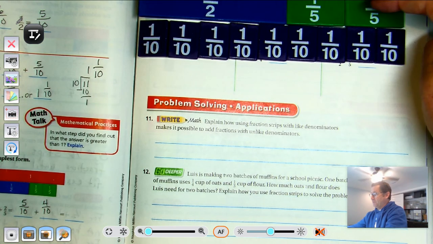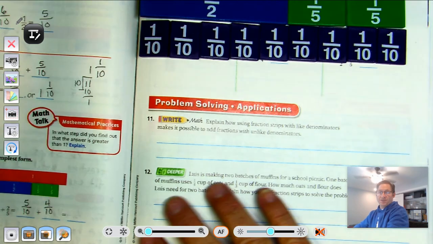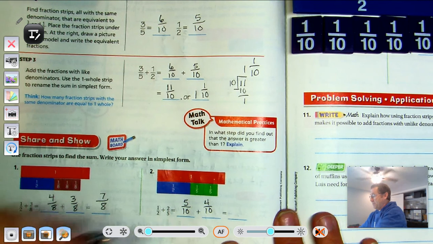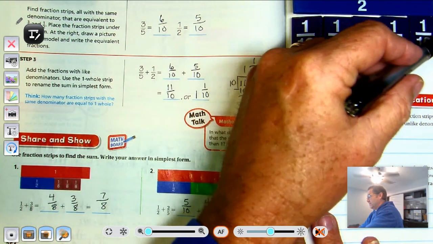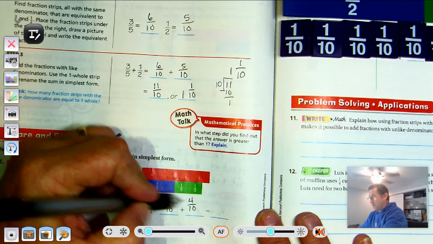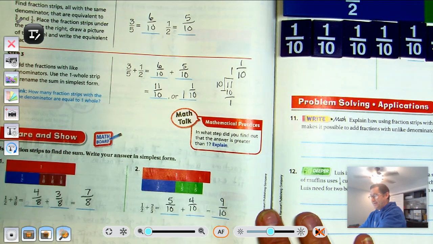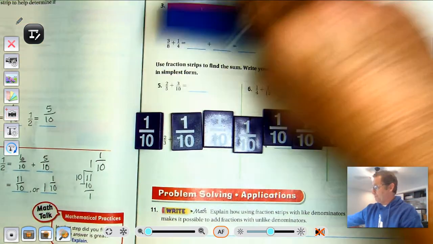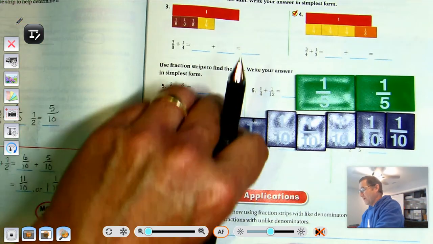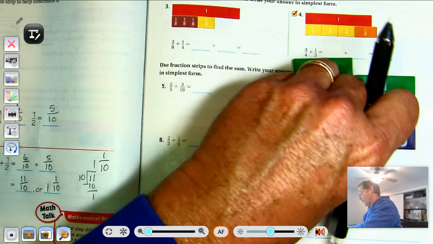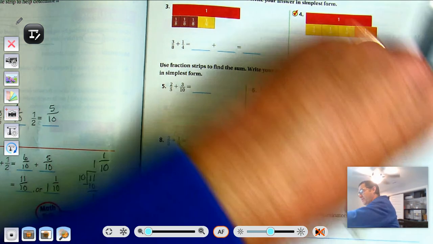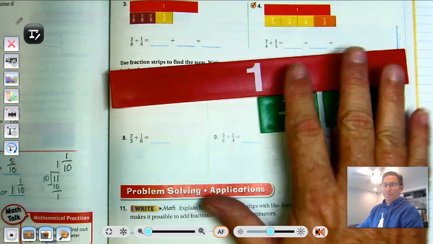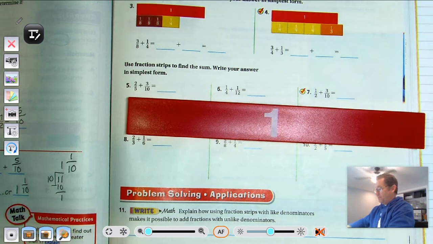So we're looking underneath the 2/5, and we have 1, 2, 3, 4 fraction strips that are 1/10 in size. So we just add that up, and we have 1, 2, 3, 4, 5, 6, 7, 8, 9/10. 5 plus 4 is 9. 9/10. Okay, number 3. We're going to have 3/8 plus a 4th. 3/8 plus 1/4. Okay, so here's our whole.